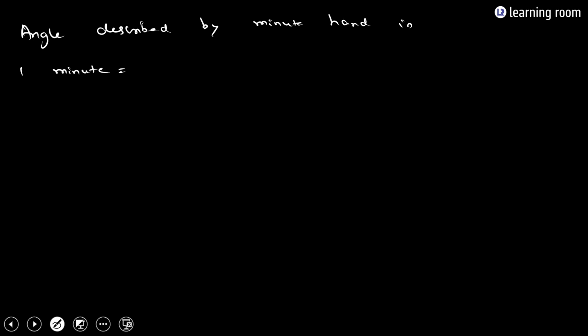The minute hand completes 360 degrees. So 360 degrees is covered in how many minutes? In 60 minutes. Am I right? In 1 minute, how much will be the rotation it does? 1 by 60 into 360, that is going to give you 6 degrees. So it is going to cover 6 degrees.